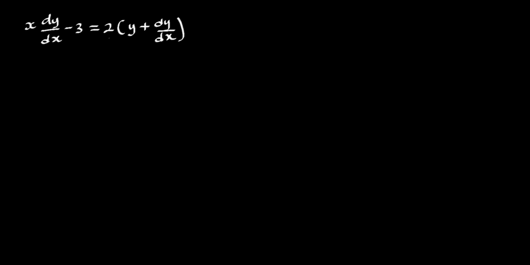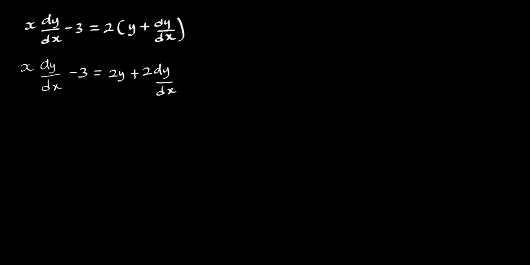So I will focus on the right hand side where we have 2 common to y and then dy/dx. Okay, so I'm going to distribute 2 to both terms in the bracket, and then from there we continue. We are going to have x dy/dx minus 3 to be equal to 2y plus 2 dy/dx. Okay, so we've expanded the bracket.